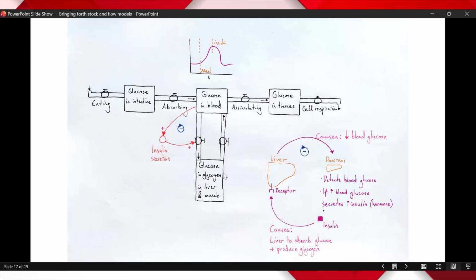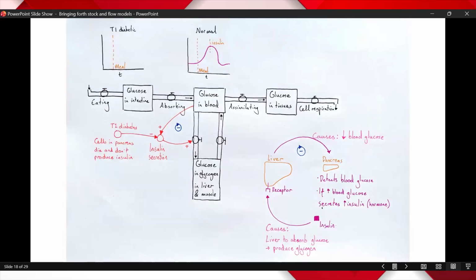And then I would like to now explore diabetes. So what happens when the system malfunctions? So we talk about type 1 diabetes. My dad is a type 1 diabetic, so I have a lot to talk about.